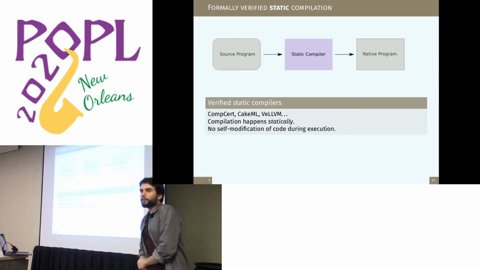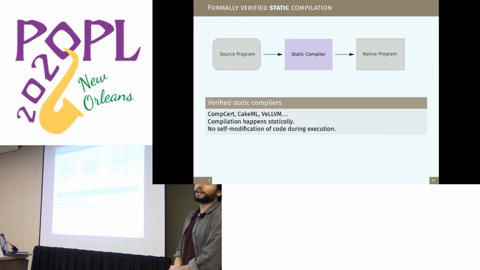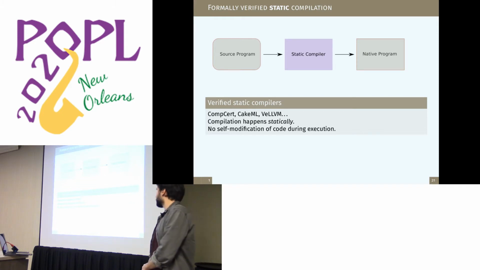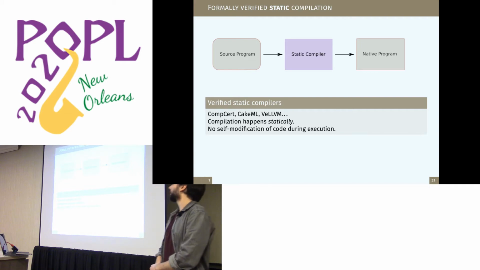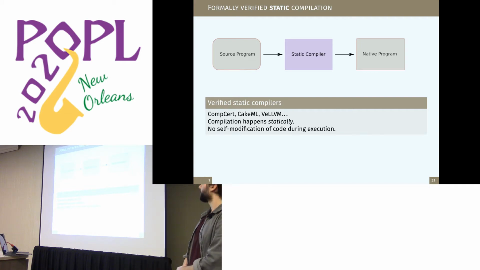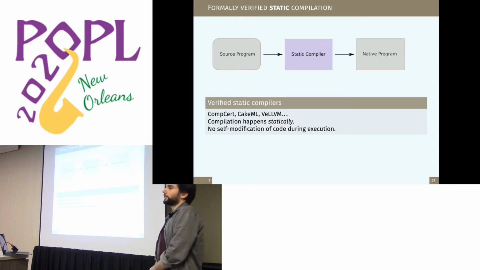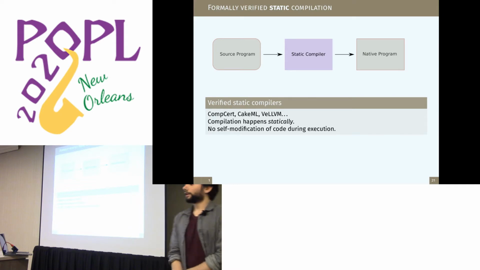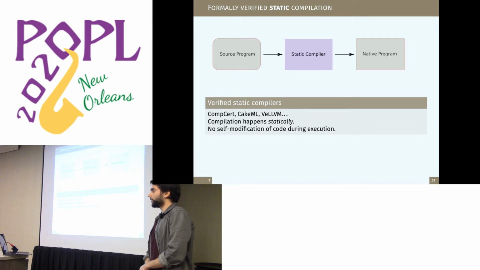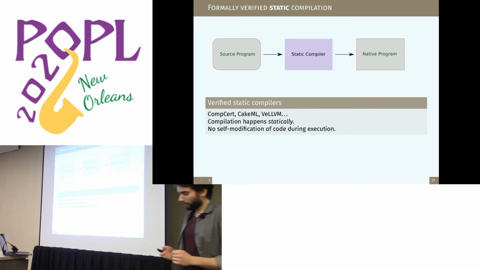And I'm sure many of you are familiar with formally verified static compilation, and there are many projects such as CompCert or CakeML, for instance, that are interested in formally verifying static compilation. In such a setting, you start with a source program, and then you statically feed it to your compiler, and then the compiler will produce some native programs that can then be executed independently of the compiler. So in this setting, compilation happens statically, and the code is not self-modifying. It will just be run as is. That's the setting that you know.